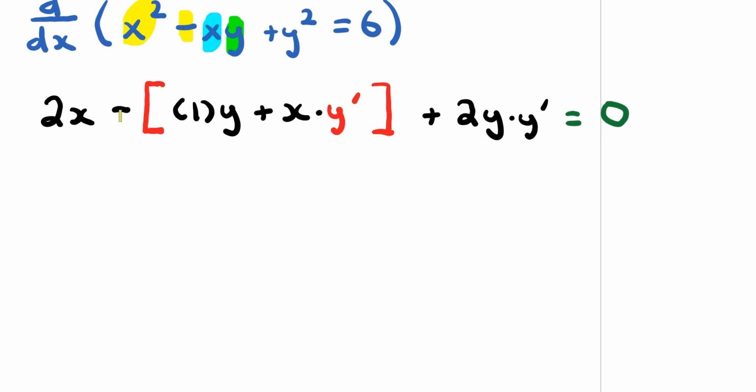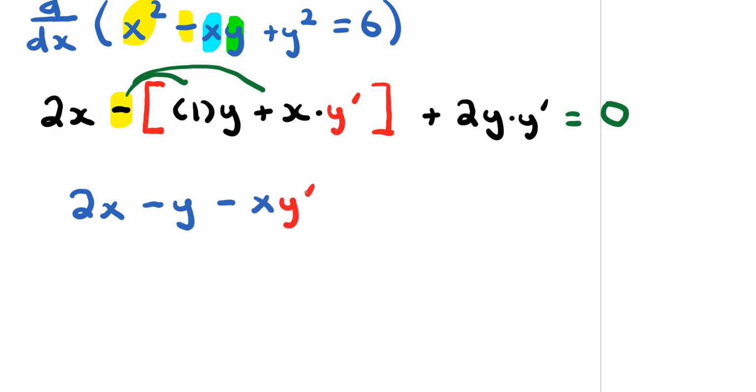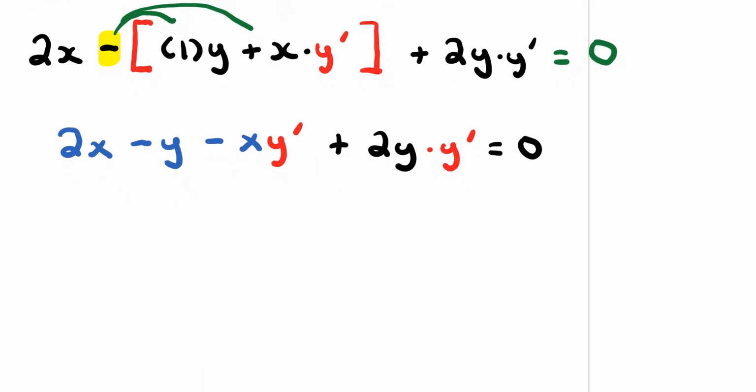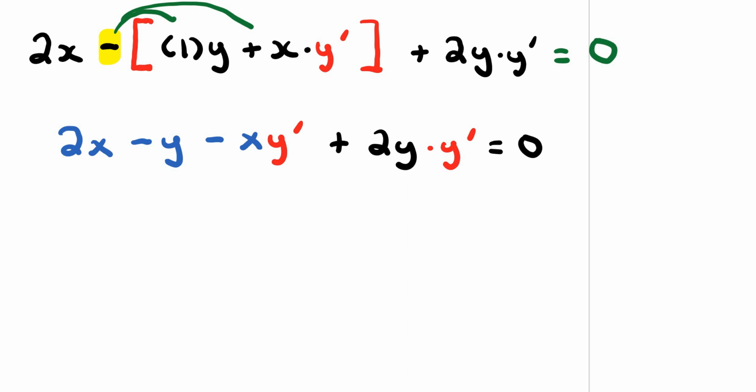And what we're going to do next is we have a minus sign here, and this minus sign will distribute into the bracket. So that will be my next line. So I have 2x minus y minus x times y prime there, and then I have a plus 2y times y prime. I'm not sure why I changed all my colors here, but I think I just got lazy with the colors, so we'll try to make sure that the colors are consistent next time.